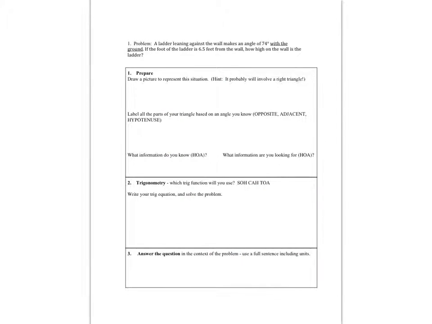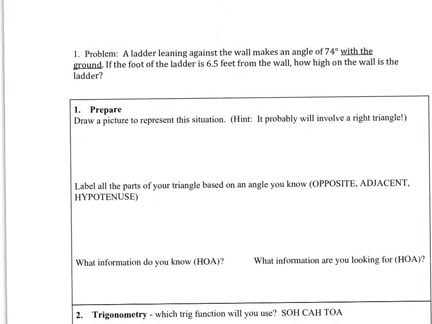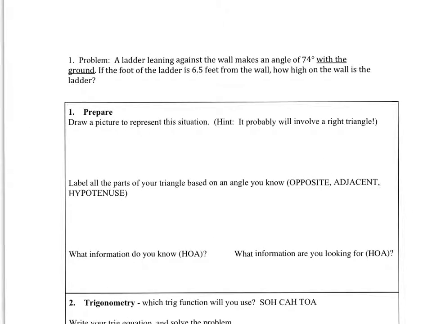All right, next one, we got a ladder leaning against the wall making an angle of 74 degrees with the ground. Okay, here's my wall. Here's my ladder. I'm just going to draw a ladder like this. And 74 degrees with the ground, that means that goes there. The foot of the ladder is 6.5 feet from the wall. 6.5 goes in the bottom. How high on the wall, that's here, is the ladder.